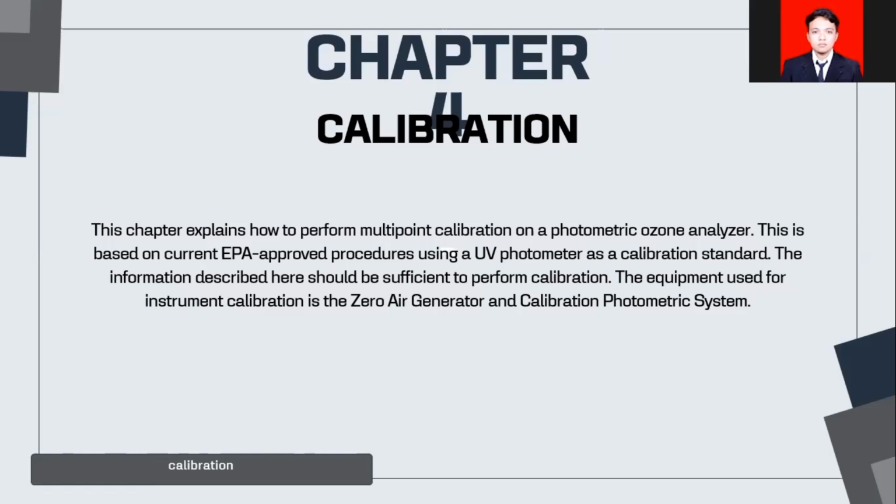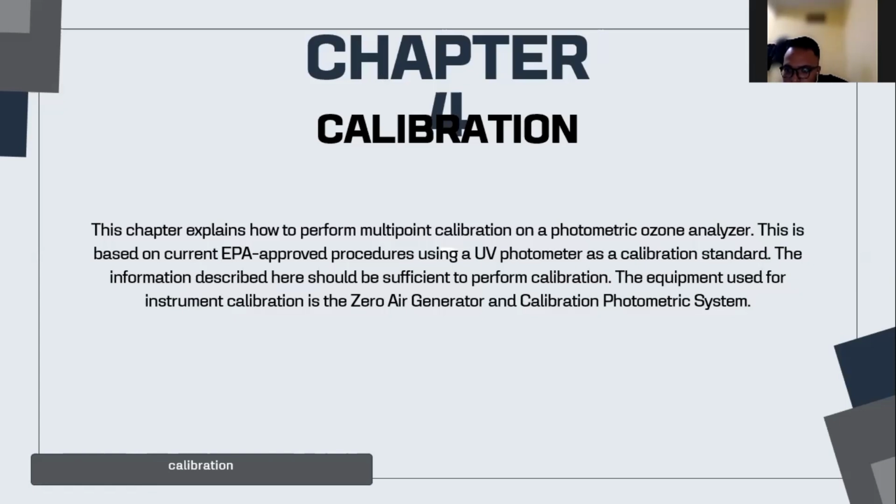Okay, next chapter is chapter 4, calibration. This chapter explains how to perform multi-point calibration on a photometric ozone analyzer. This is based on the current EPA approved procedure using a UV photometric calibration standard. The information described here should be sufficient to perform calibration.